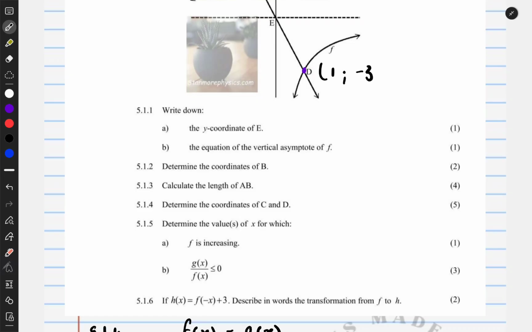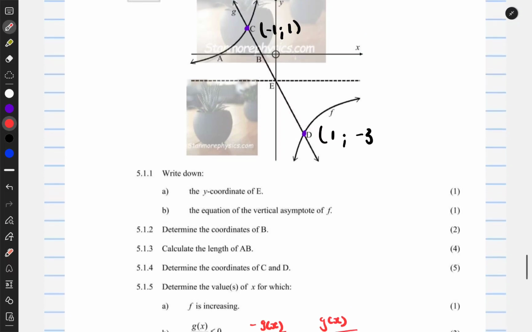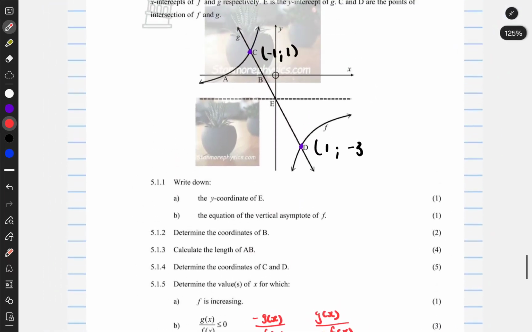And then to have a negative ratio, we can have a negative g at x over a positive f at x, or we can have a negative ratio when we have a positive g at x over a negative f at x. Basically, that is what we should have in order to get a negative outcome for this. And then let's come here to our graphs.